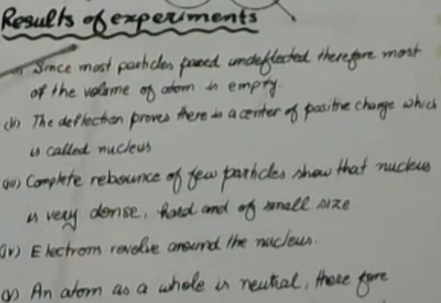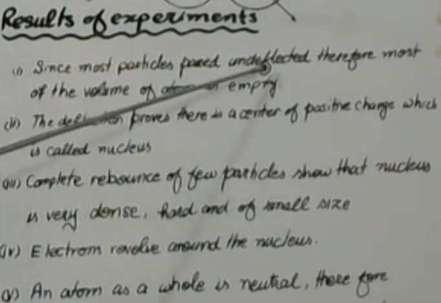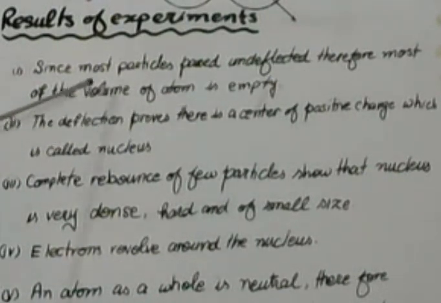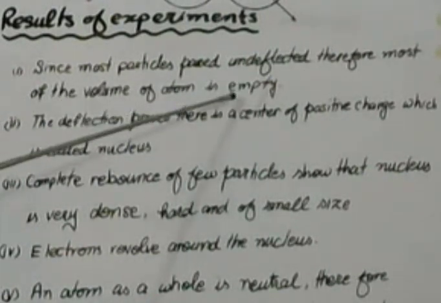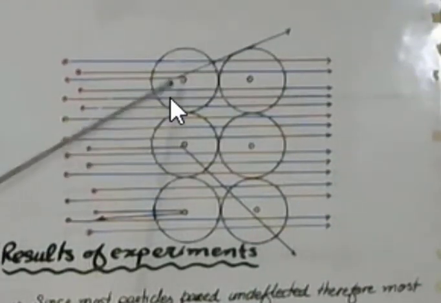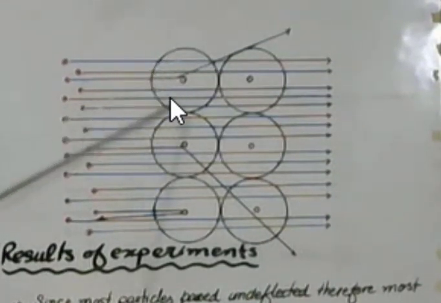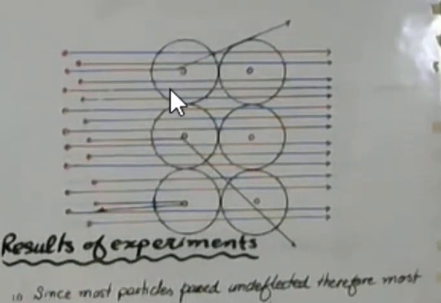During this experiment, he concluded that since most of the particles passed undeflected, therefore most of the volume of the atom is empty. We can see from this diagram that most of the particles have passed through the atom. It means most of the space occupied by the atom is empty.